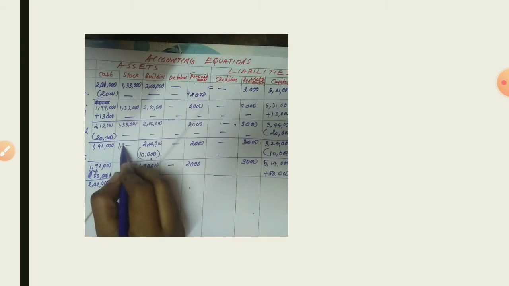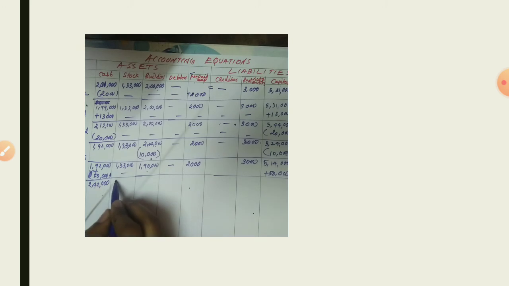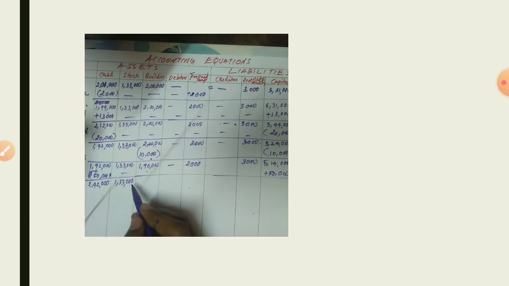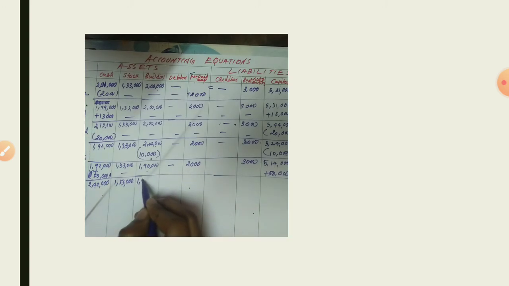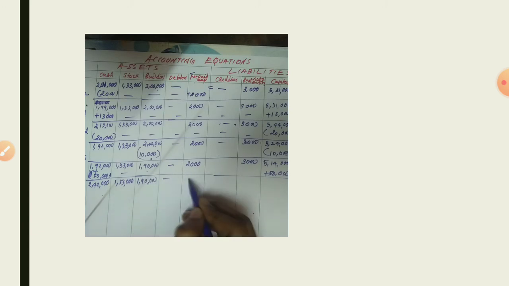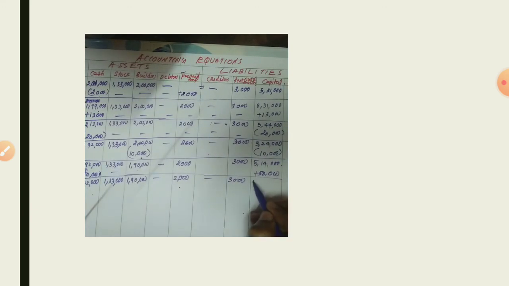Here stock. Okay, stock also will write and go. You have to carry down. Here also 1,33,000, because final balance we should know. If you forget to write like this, then later last line nothing will be there. So we always have to bring it down. So building 1,90,000. Then prepaid 2,000. Here 3,000. Capital increased to 5,64,000.